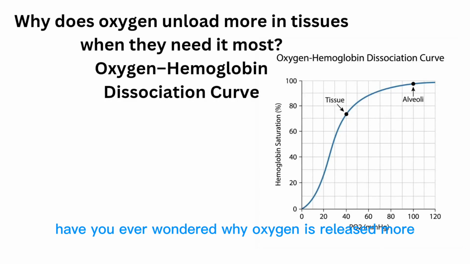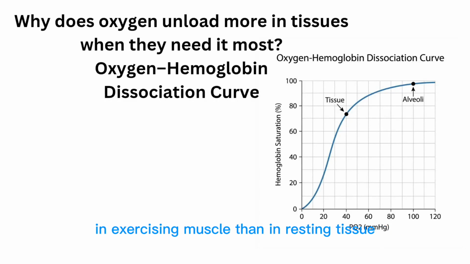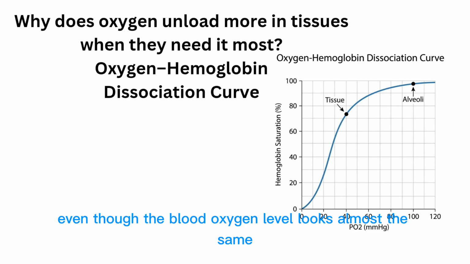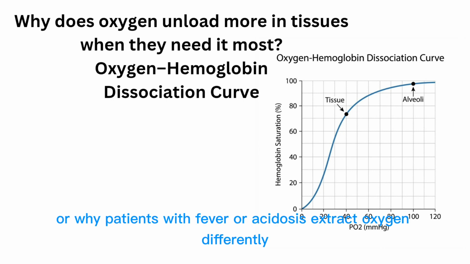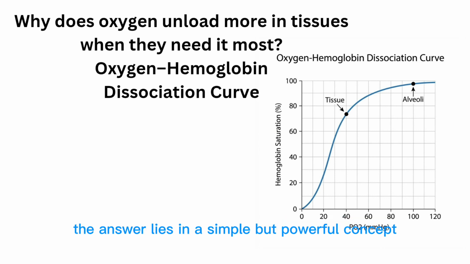Have you ever wondered why oxygen is released more in exercising muscle than in resting tissue, even though the blood oxygen level looks almost the same? Or why patients with fever or acidosis extract oxygen differently? The answer lies in a simple but powerful concept: the oxygen hemoglobin dissociation curve.